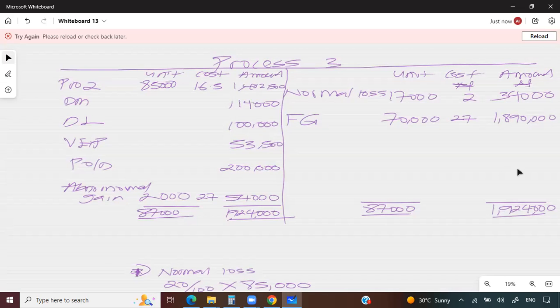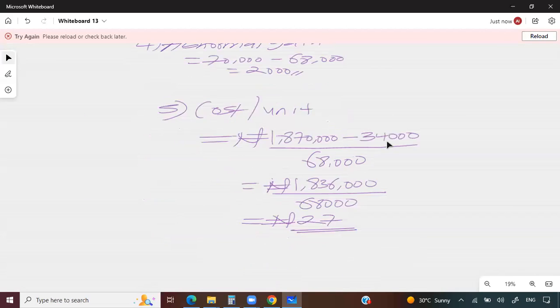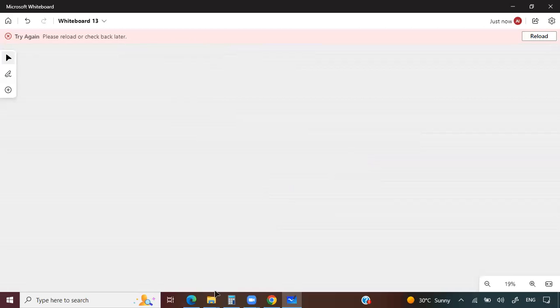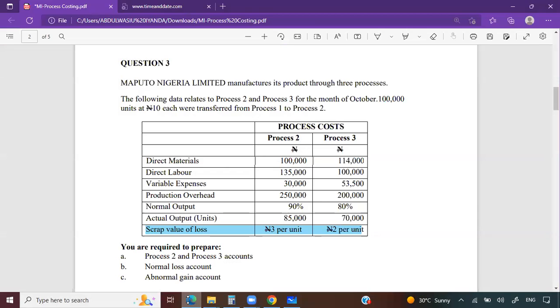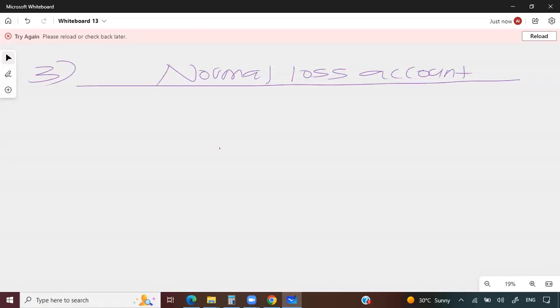So there's still one requirement that is left, which is for us to prepare. They say prepare the normal loss account. The normal loss, this is 3. We also have to prepare the abnormal gain.